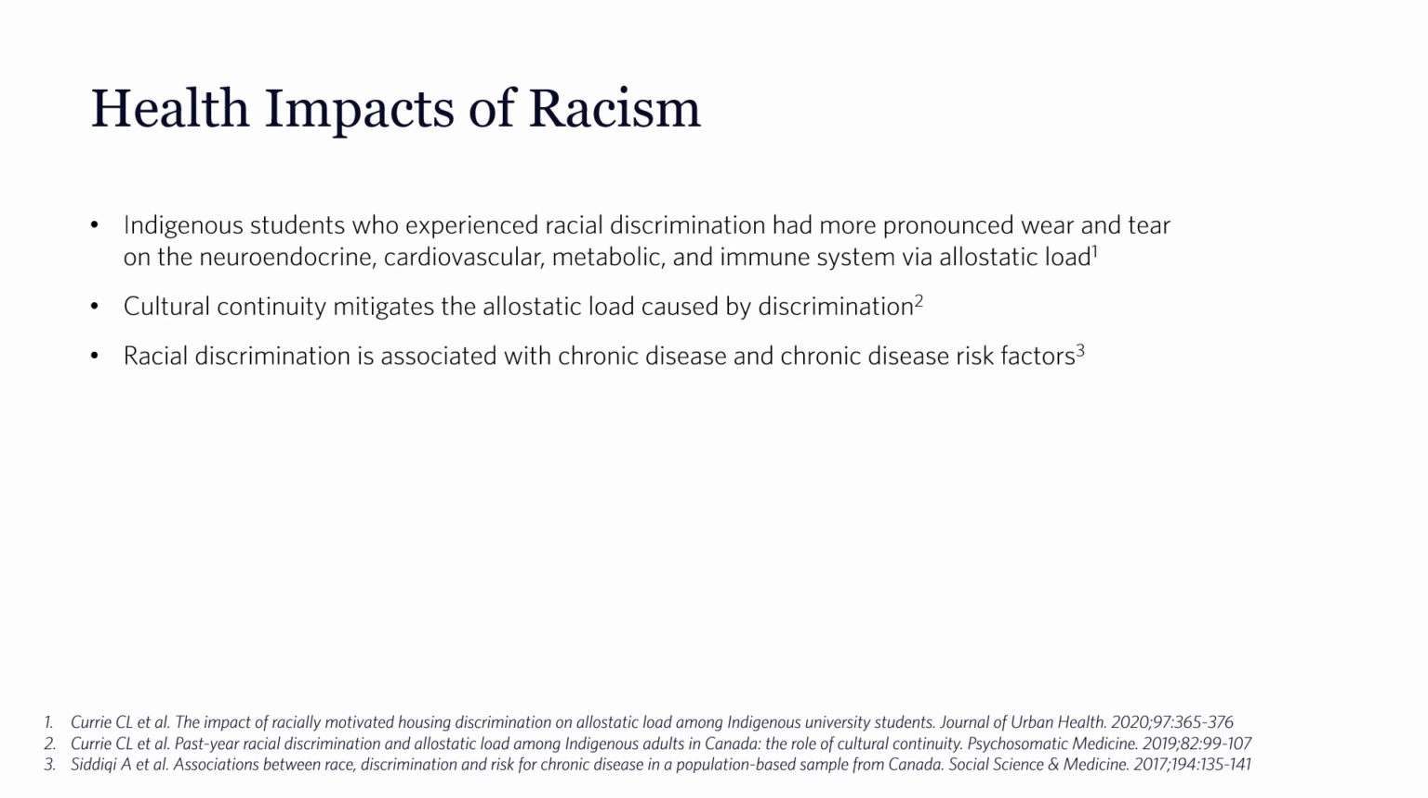Racism has a direct impact on health. Indigenous students who experience racial discrimination have more pronounced wear and tear on the neuroendocrine, cardiovascular, metabolic, and immune systems when numerous biochemical or physiological markers are assessed. This stress-induced wear and tear is known as allostatic load. Cultural continuity mitigates the allostatic load caused by discrimination, but it can also increase the risk of attracting more discrimination. Racial discrimination is associated with chronic diseases as well as chronic disease risk factors.